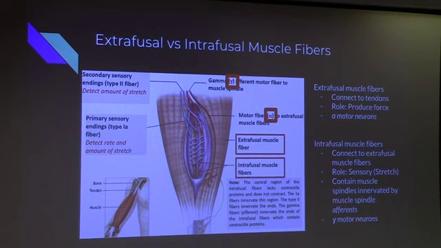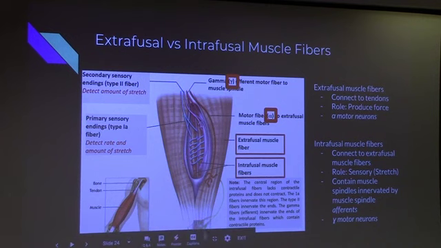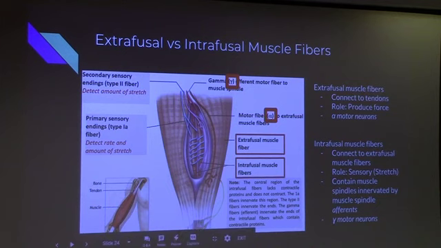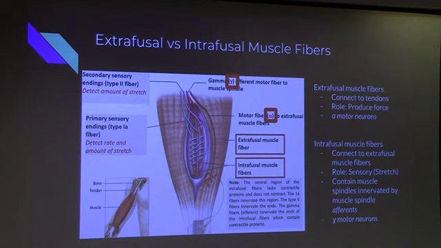The third one is type 1B, a sensory afferent that originates from the Golgi tendon organ. The Golgi tendon organ sits at the connection between the extrafusal muscle fiber and the tendon. From there, you have the sensory afferent that goes up to your brain and tells you information about the force that's being generated in your extrafusal muscle fiber.